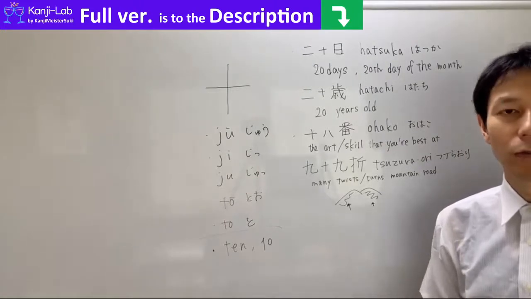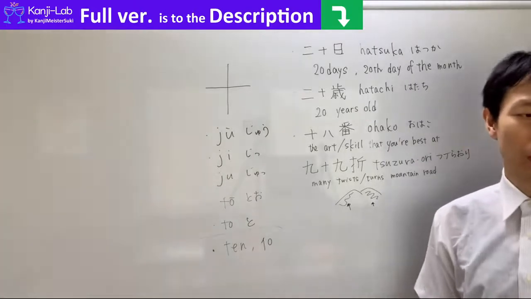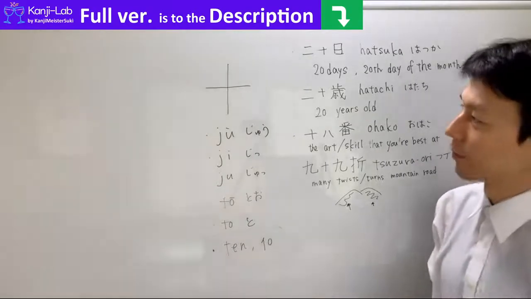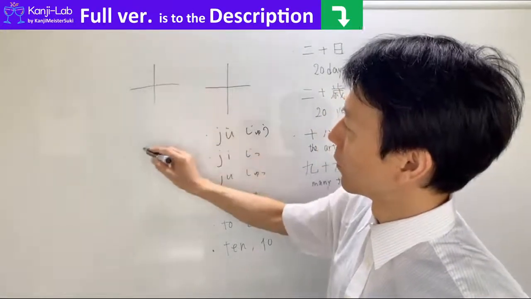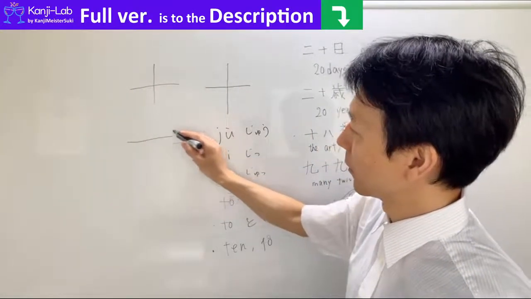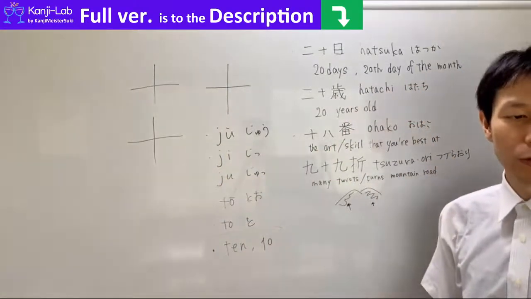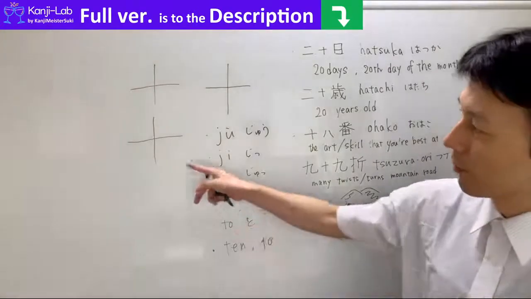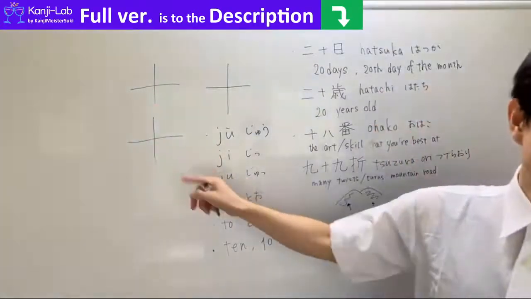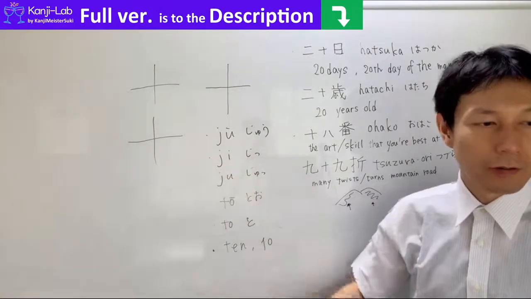let's look at how to write this character. Not like this. Let's write it together. 1, 2, 1, 2. It's two strokes, and the radical of this character is Ju. And this character itself is a radical, a base character.